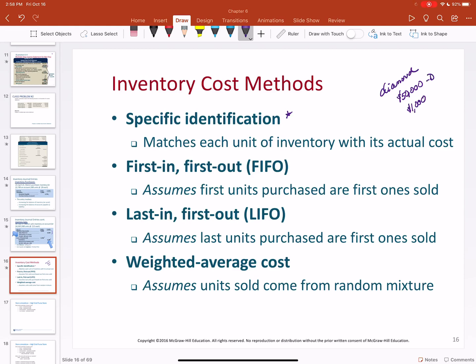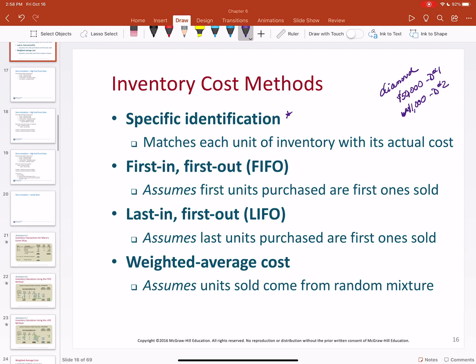We'll call this diamond 1, and we'll call this diamond 2. If a customer comes in and purchases diamond 2, well, that's going to be my cost of goods sold and my reduction in inventory. I'm not going to try to guess or come up with an average. So I'm specifically identifying the diamond that I purchased into inventory versus the diamond that I sold. That's probably the most logical one that you can come up with. The rest of them are where we're just going to make assumptions about how things have flowed.